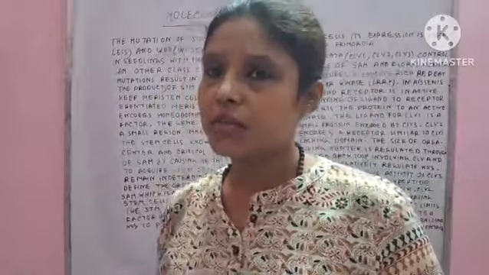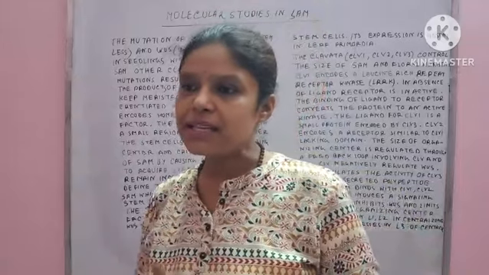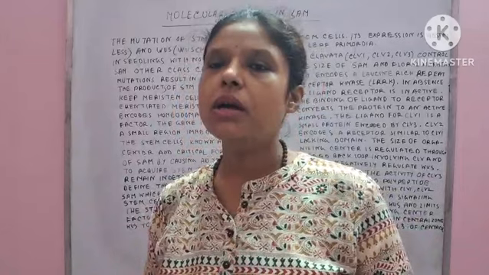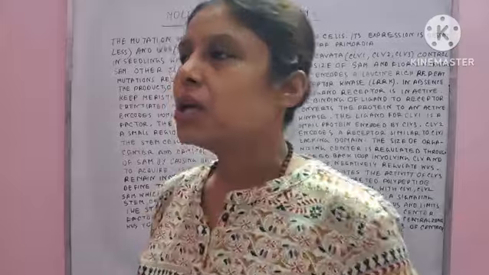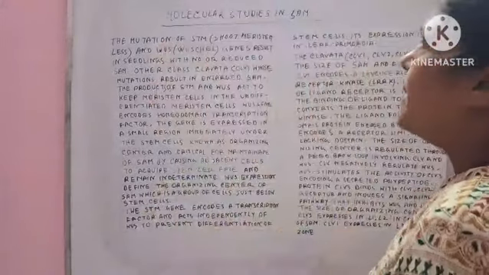Today's topic is shoot apical meristem development, explained in the molecular way, because the genes are involved in the formation of the shoot apical meristem. Okay, so what is that?